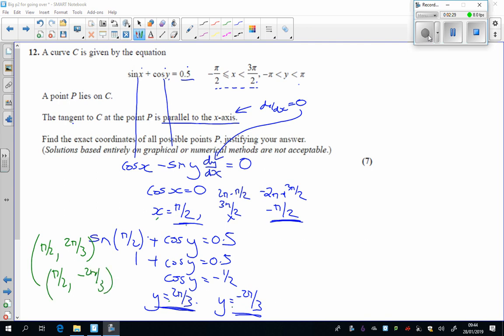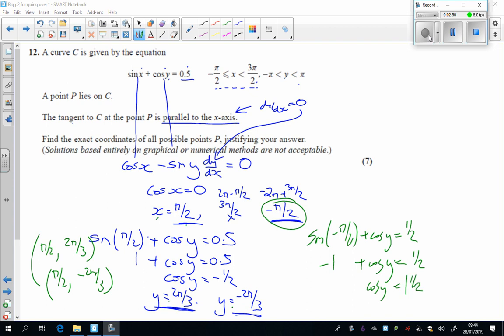But I'm not finished. I've also got this one here to do. So let's go with this one here. I've got the sine of minus pi over 2 plus cos y equals a half. So this is minus 1 this time. And this gives us cos y is 1.5. So that one actually hasn't got any solutions. So we've just got those 2 solutions that we had from the first part.